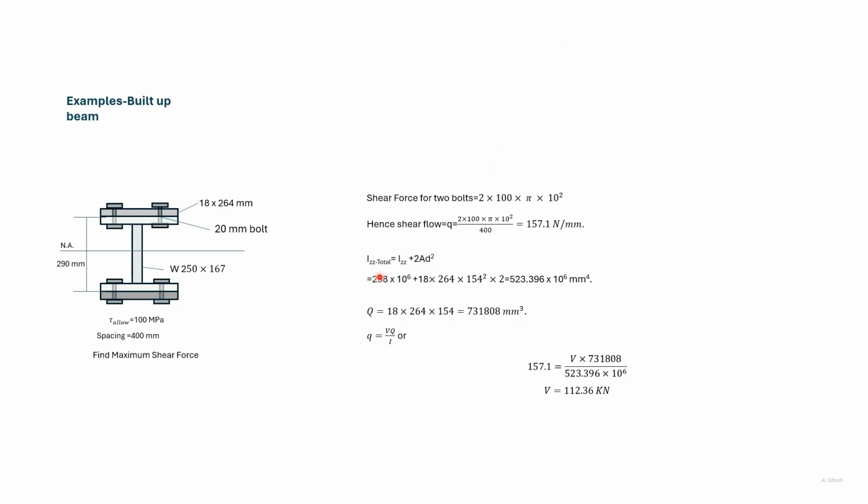Here we have found the I of the total built-up beam. So IZZ here is the I of this beam, and we have added 2AD² for the plates. Q here is for the darker shaded portion. Equating with the shear flow earlier obtained, we can find V.